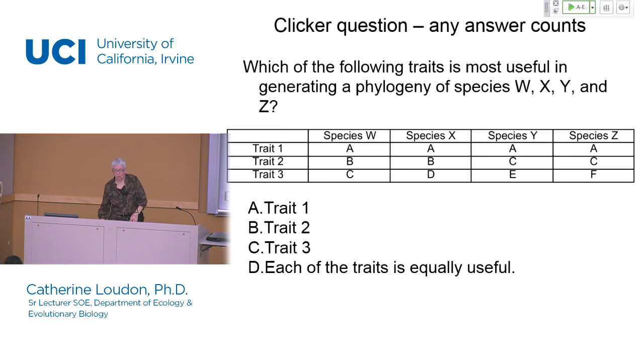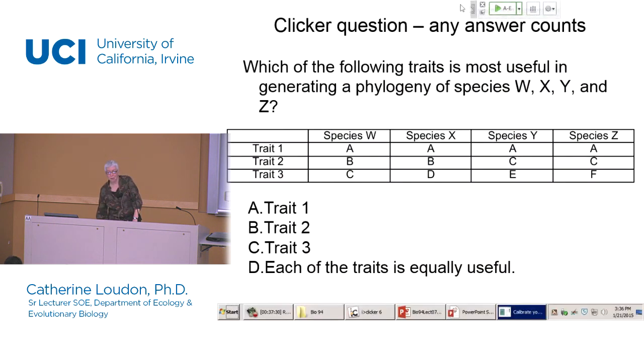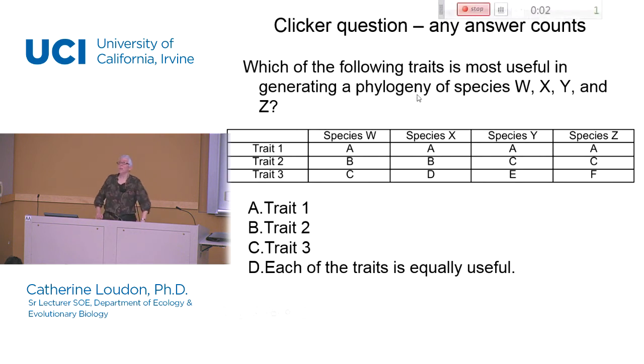So if you understood that, you should be able to wrap your minds around this particular question. Consider you have 4 species W, X, Y, and Z, and you're interested in generating a phylogeny of these species. Here's a handy table for your convenience showing the species as columns, and we have 3 traits for these 4 species here, and these show the character states for each of the species. So for example, trait 1, here are the character states for trait 1 for the 4 different species, trait 2 for the 4 different species, and trait 3 for the 4 different species.